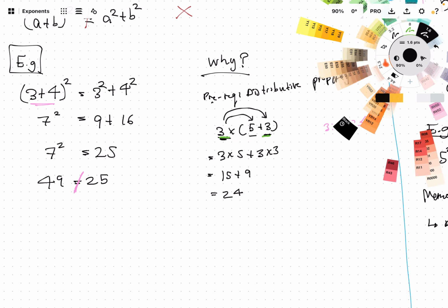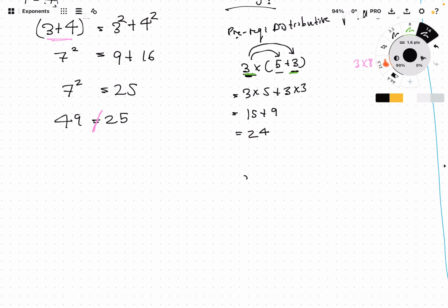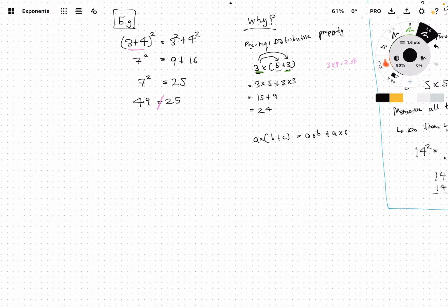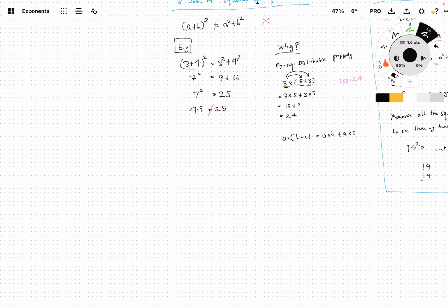And that's one of the key properties of multiplication. In general, if you have a times (b plus c), what it says is this is equal to a times b plus a times c. So let's use this prereq to get to our answer. So let's think of (a plus b) squared. What's that equal to? Well, by definition, this is (a plus b) times (a plus b), right? That's the definition of squares.